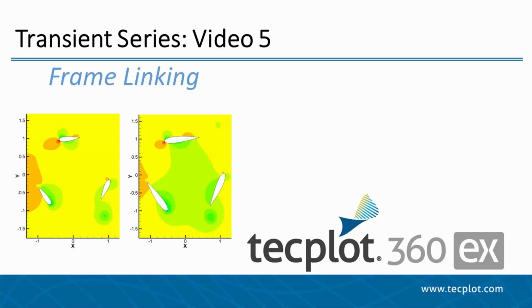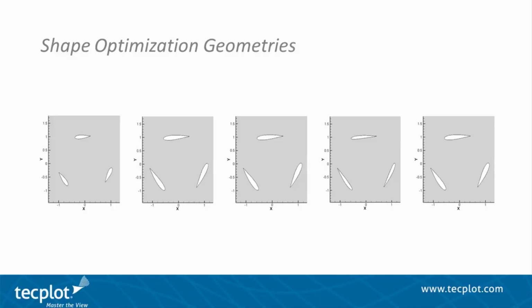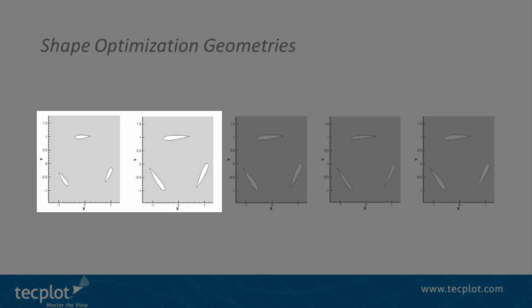This is the fifth video in the Transient series. We will be looking at frame linking and other tools to refine comparison plots of multiple 2D transient datasets for this vertical axis wind turbine. Although throughout this series, we've only been looking at a single vertical axis wind turbine, this dataset is actually part of a shape optimization case where different airfoil shapes were considered. In this video, we will only be comparing two of these datasets.